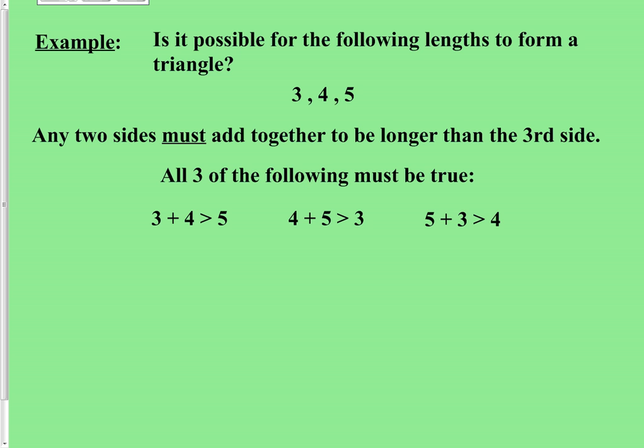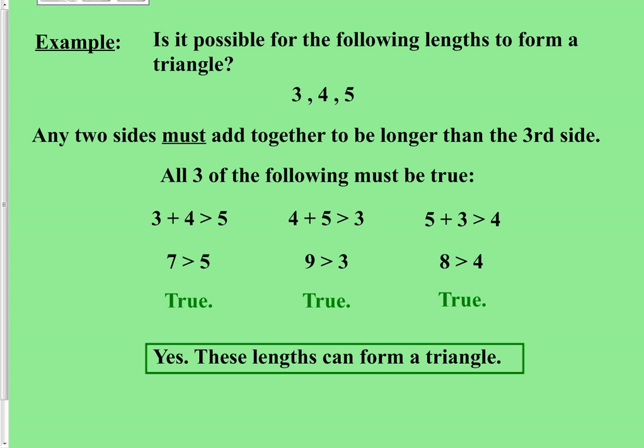On the first equation, 3 plus 4 is obviously 7. 7 is greater than 5. That is a true statement. That's good. Triangle inequality theorem likes true statements. In the center, 4 plus 5 is 9. Is 9 greater than 3? Of course it is. That is also a true statement. On the right-hand side, 5 plus 3 is 8. Is 8 greater than 4? Yes, it is. So we have true statements in all three of these cases. This means the triangle inequality theorem does like these measurements, so yes, these lengths can form a triangle.